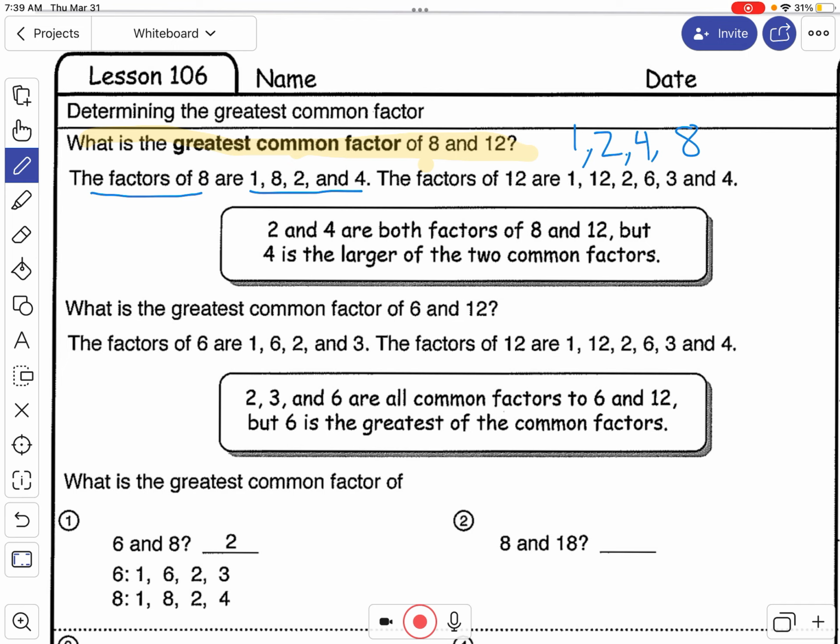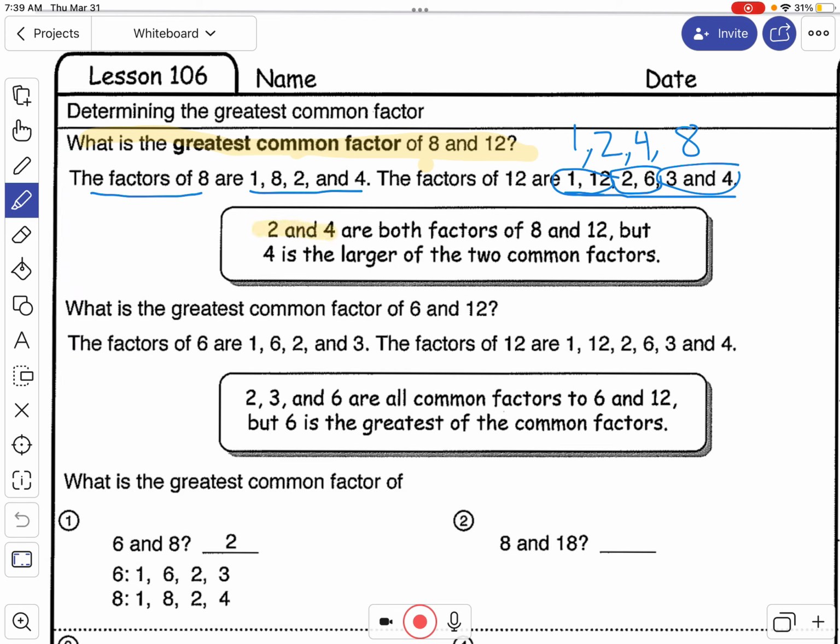The factors of 12 are 1, 12, 2, 6, and 3, 4. Because 1 times 12 is 12, 2 times 6 is 12, 3 times 4 is 12. So those are all the numbers that you can divide 12 by evenly. 5 is not a factor of 12 because what's 12 divided by 5? It's got a remainder, right? It's 2 remainder 2. So it's only the numbers that you can divide evenly into that number.